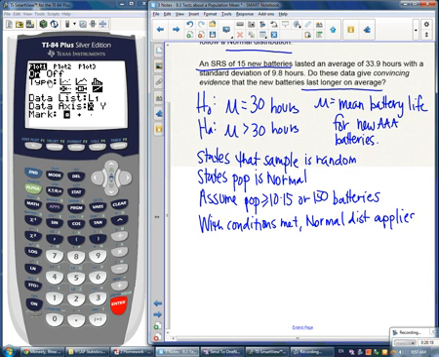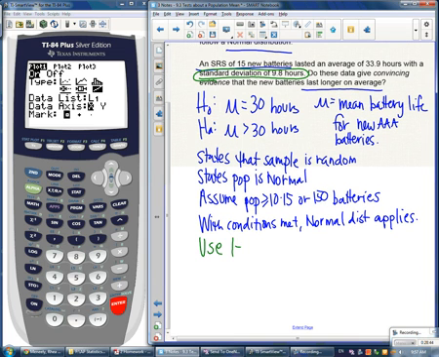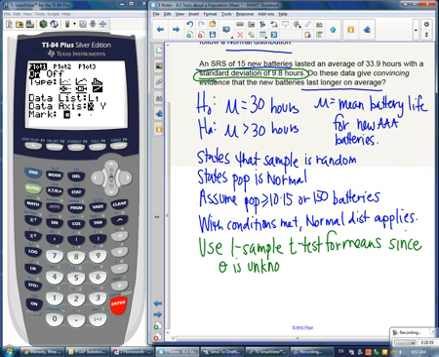Now we've got to decide whether or not we're going to be using the T procedures or the Z procedures. We are given the standard deviation. We're told in the problem the standard deviation is 9.8 hours. But we need to think, is this referring to the population of batteries, or is this referring to the sample that we took? In this case, since it's referring to the sample, we must use the T procedures. So I'm going to say use one sample t-test for means, and I'm going to say since sigma is unknown, just to reinforce that.